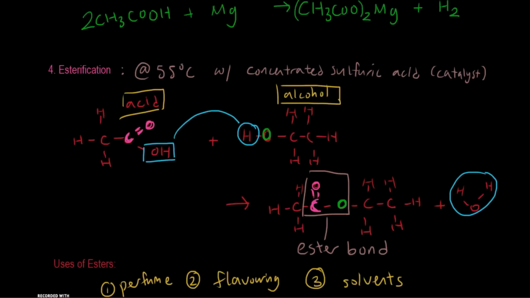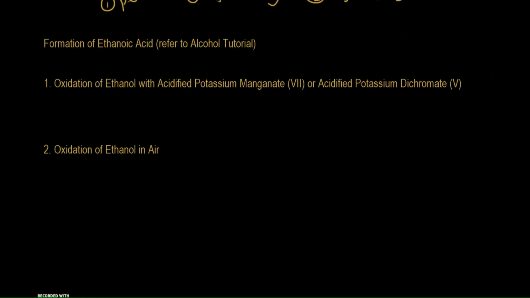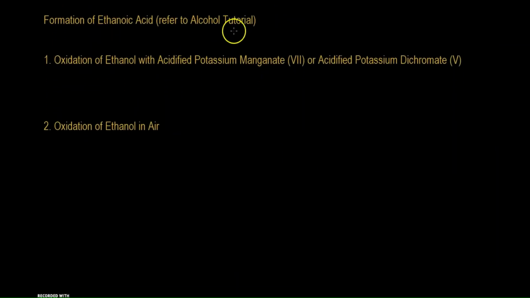Finally, we move on to the formation of ethanoic acid. This is actually in your alcohol tutorial, which is the video that we talked about, one video before this. And really it's the same thing. So you can see that all chapters are quite linked in this portion. This is chapter 11 for organic chemistry. In the sense that for oxidation, there are three if you remember. First one being with acidified potassium manganate 7. This is the first one you can do.